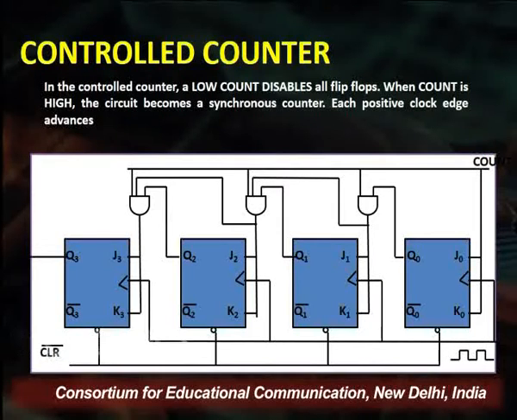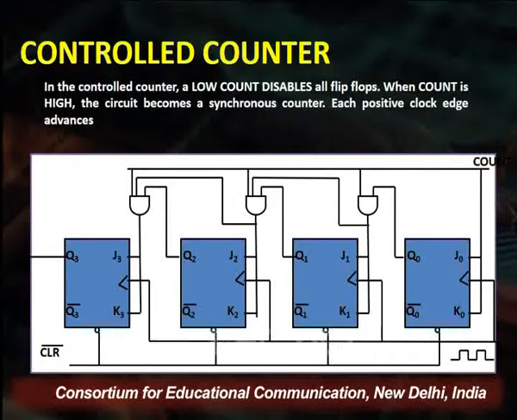In the next case, when the second clock pulse comes, the value of Q0 changes from 1 to 0. Now the value of Q1, which was 0, changes to 1, and Q3 and Q2 retain their values. So the next counting output would be Q3, Q2, Q1, Q0 equal to 0, 0, 1, 0.